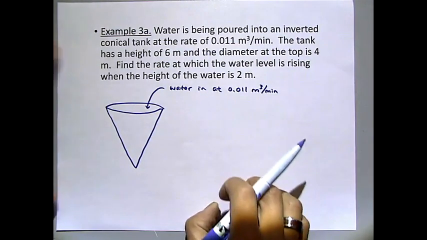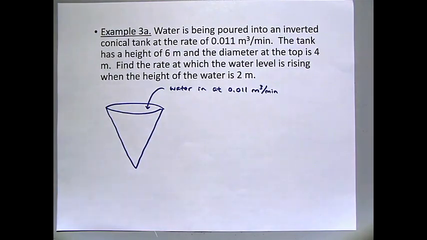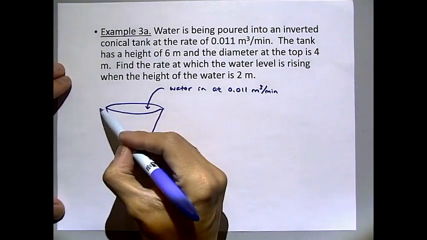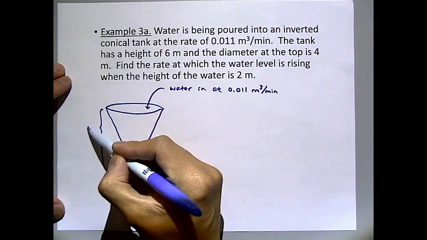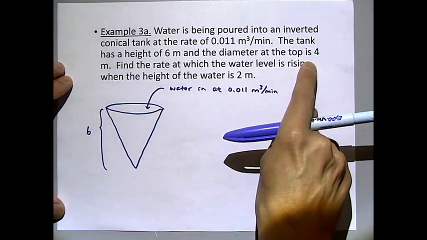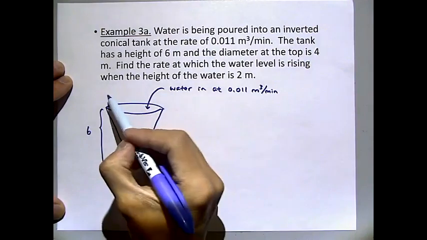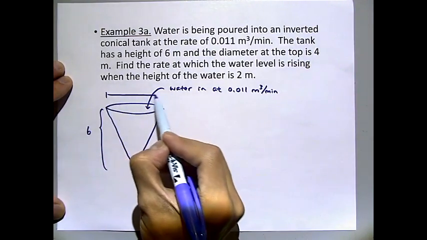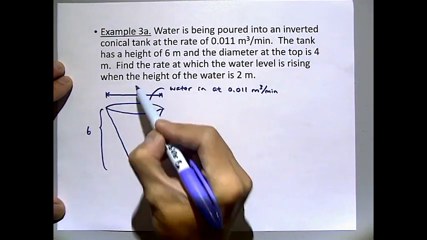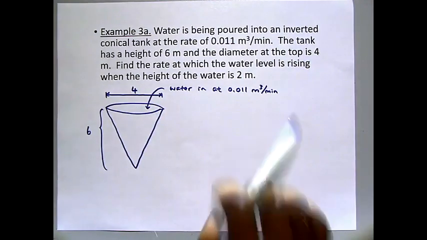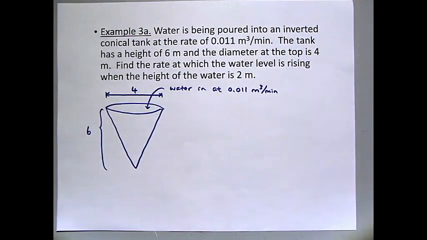Water is poured in at 0.011 cubic meters per minute, at a pretty slow rate. The tank has a height of 6 meters, and the diameter at the top is 4 meters. So from here to here, it's 4 meters. Find the rate at which the water level is rising when the height of the water is 2 meters.